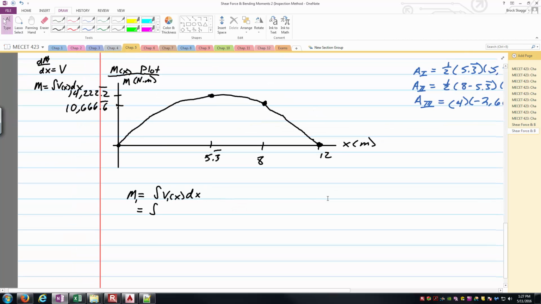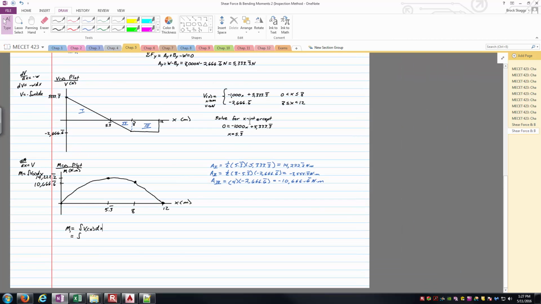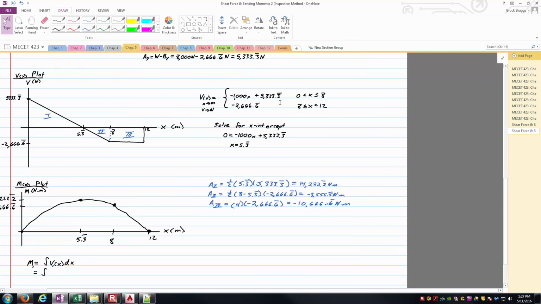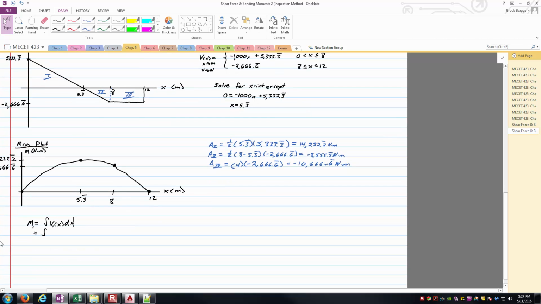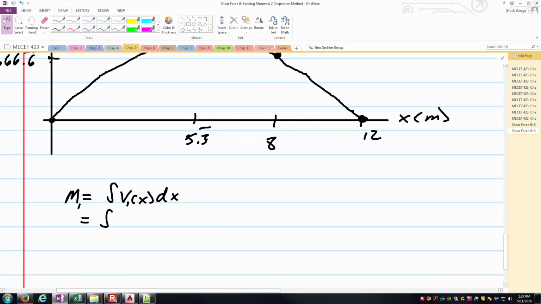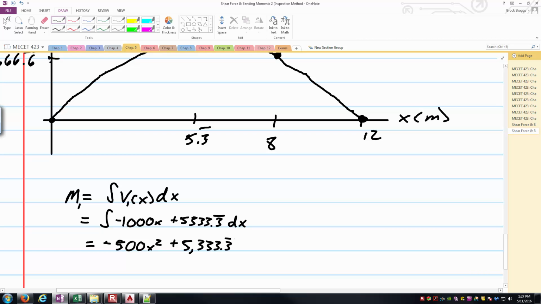And so just filling in what I now know, we've got the integral here. Well, what is v1 as a function of x? Well, that's exactly what we solved for here. It's the negative 1000x plus the 5333 1/3. And so we'll just substitute what we know. Remember our dx. This is an indefinite integral, so we'll go ahead and perform the integral. So that would be negative 500 times x squared plus the 5333.3x, and we're going to have some constant c1 here.